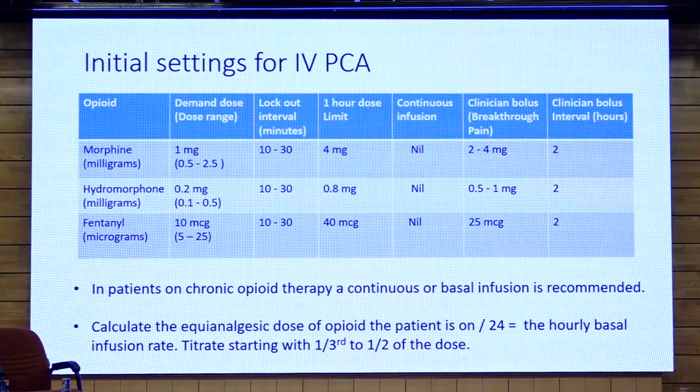And to determine what dose needs to be used, you calculate the equianalgesic dose of opioids in the patient divided by 24. And that decides the hourly basal infusion rate. You titrate it by starting with 1/3 to half that dose.